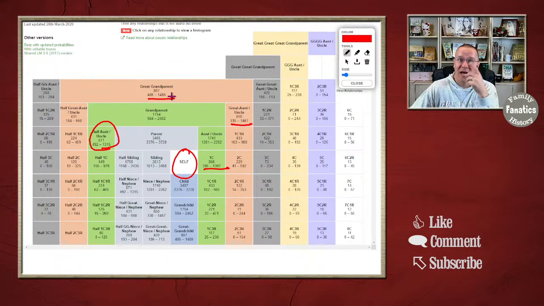So I think the first thing for anything like this, whether they're known or even unknown in this case, the first way to eliminate potential ancestors this could be is by age. And you know what? I just forgot there's another one here that it could be. Half niece, nephew.